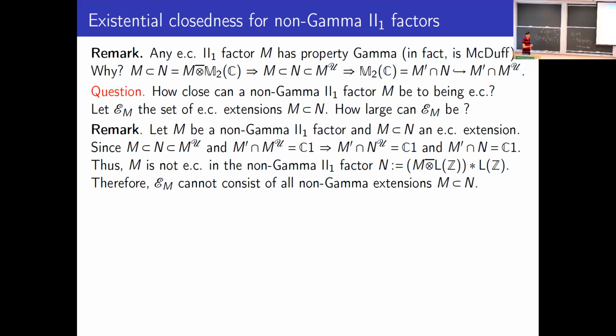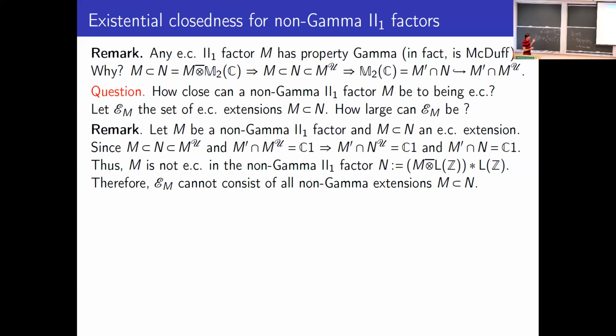So you have continuum many of them. Oh, yeah, I didn't say how large it can be. I don't mean in terms of cardinality. Absolutely, E of M will always contain continuum many factors. I mean more whether you can say something about this family. Can you have some general condition which guarantees that you're in E of M?